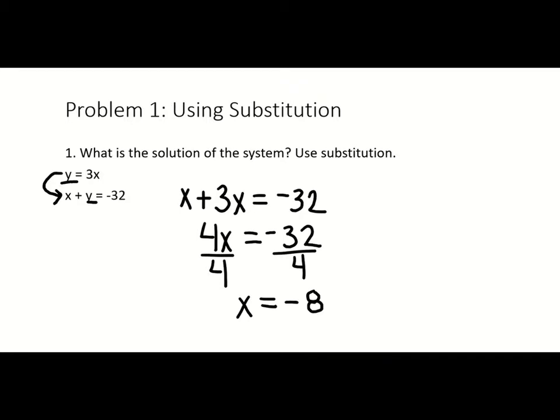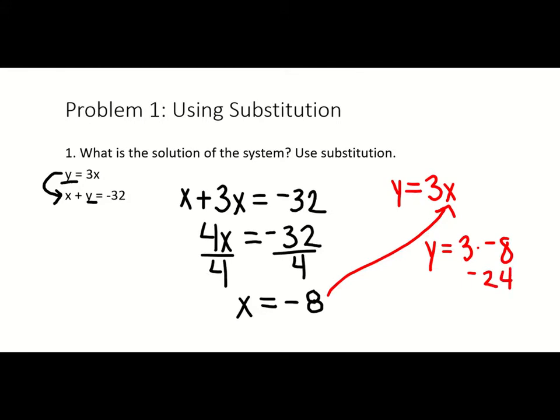Now, like any other system we've done so far with graphing, we always had two answers, the x and the y value. Same thing with this. So once we find the x value, we also need to figure out the y value. So you can use either equation. I like to go back to the one that's already solved for, and we're going to plug in our answer for the variable. In this case, we found x, so we're going to plug it back in to y equals 3x. So y equals 3 times negative 8, which is negative 24.